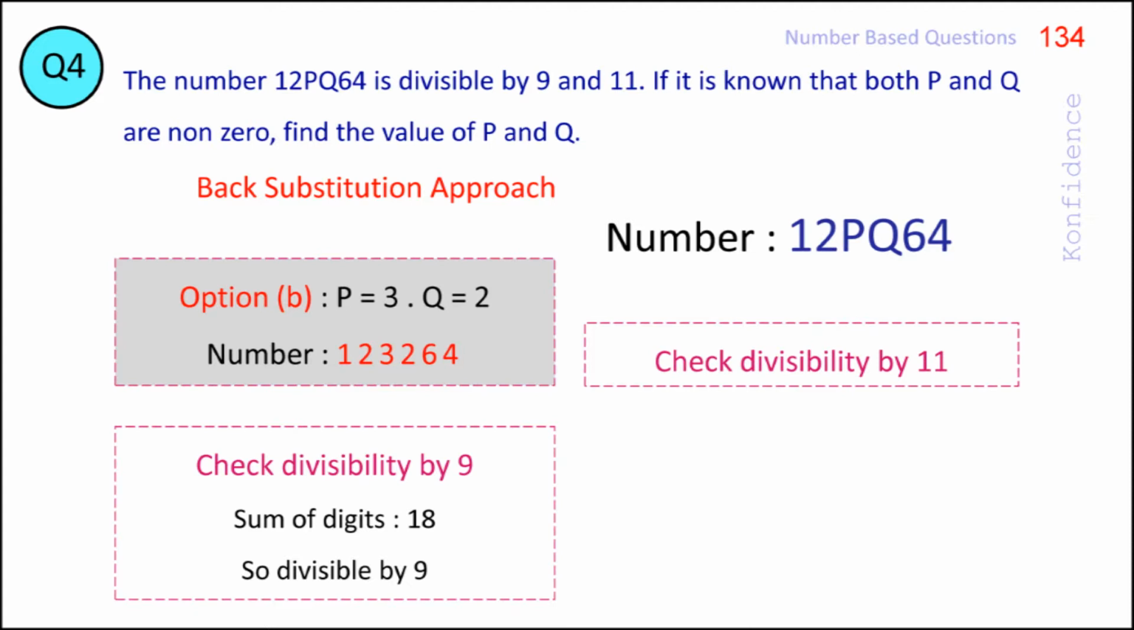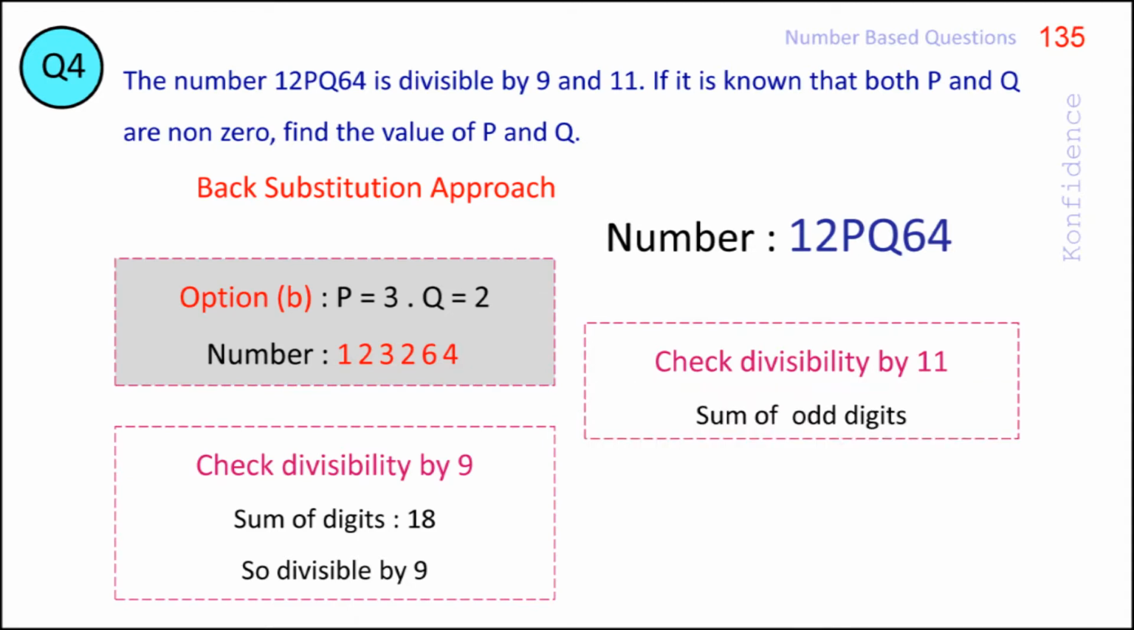The divisibility rule for 11 says that the difference of the sum of digits in odd and even places of the number should be 0 or a multiple of 11. I'll repeat. The divisibility rule for 11 says that the difference of the sum of digits in odd and even places of the number should be 0 or a multiple of 11.